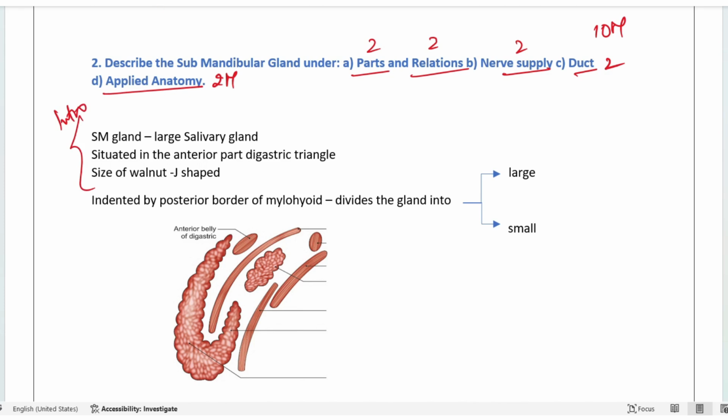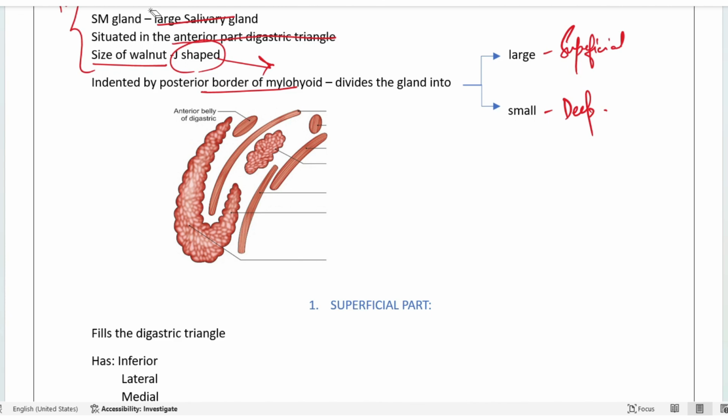Submandibular gland is a large salivary gland situated in the anterior part of the digastric triangle. It's J-shaped. Why it is J-shaped is because it's indented by the posterior border of mylohyoid, which will divide the gland into a large superficial part and a small deep part. Okay, so just look into the diagram.